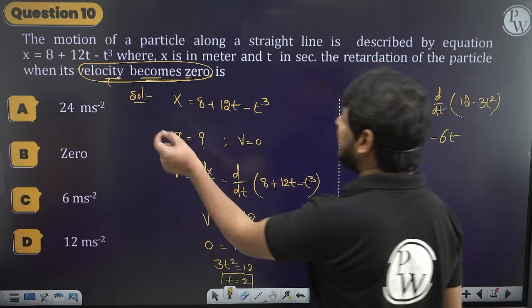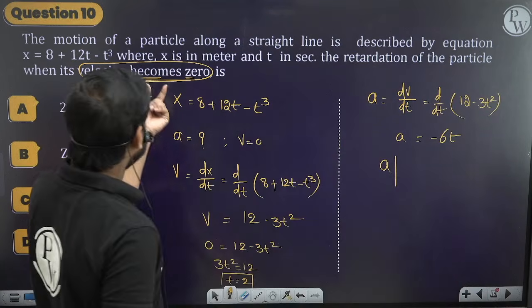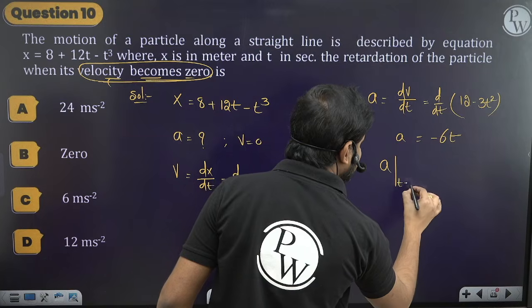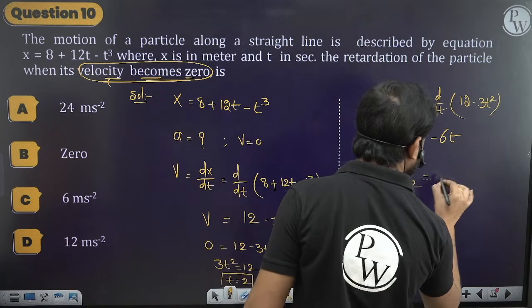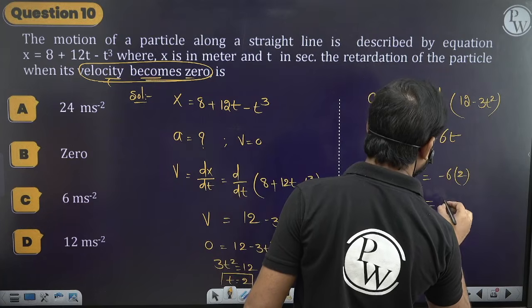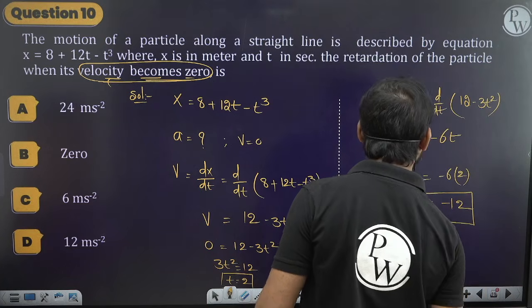Now find the acceleration at the time when velocity becomes 0. Velocity becomes 0 at t equals 2 seconds. So at that time, let's find the acceleration. Minus 6 into t, so minus 6 into 2, this is going to be minus 12. So the acceleration is minus 12 meter per second square.